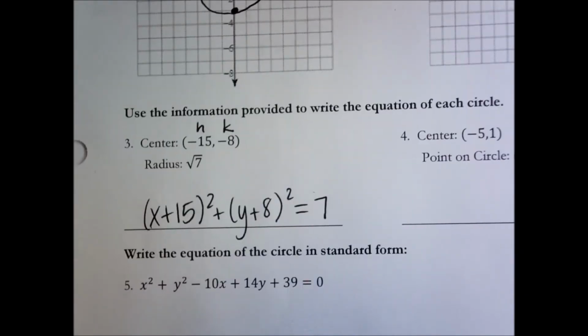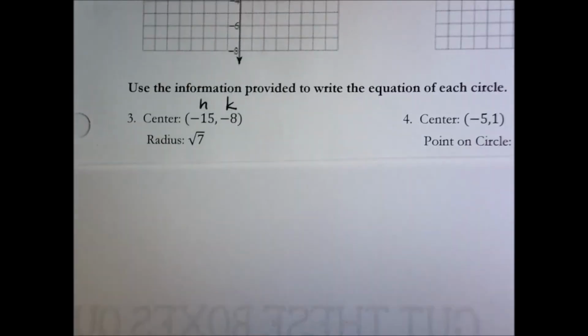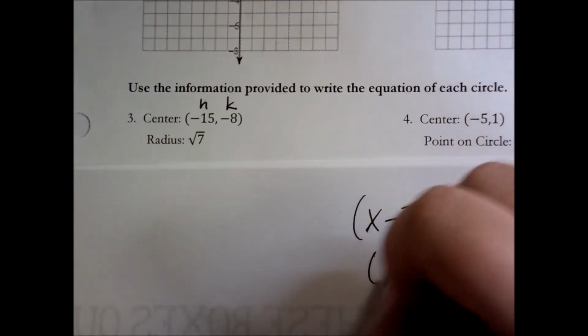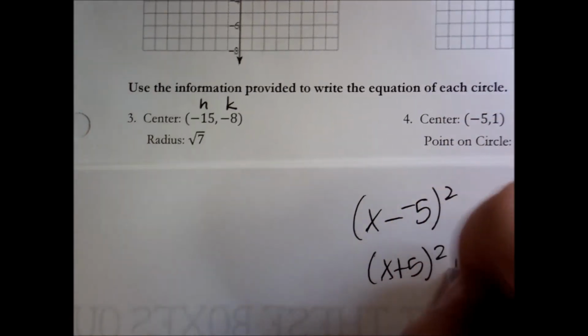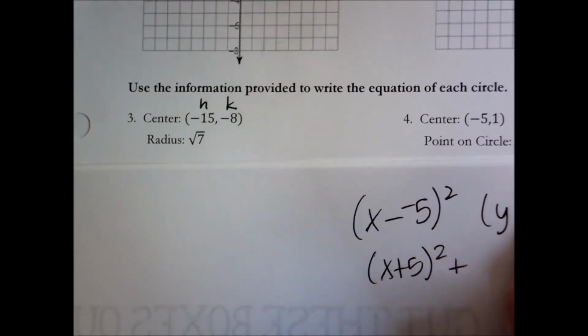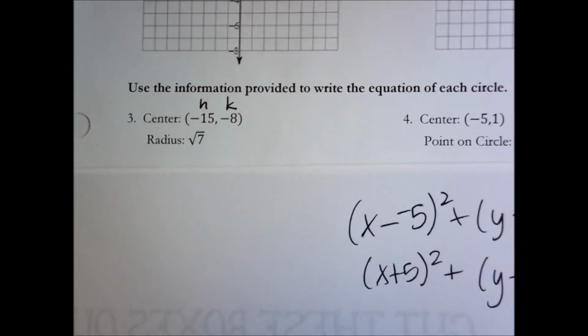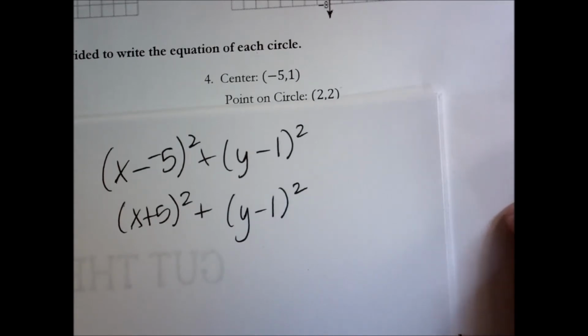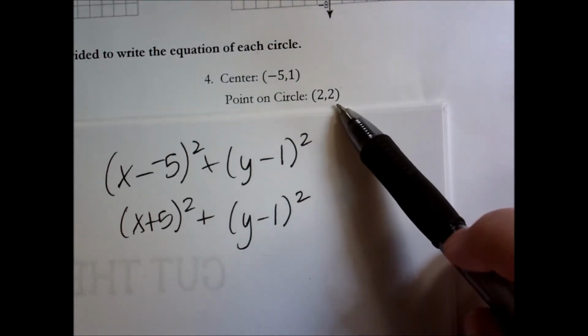Okay, number 4 works the same way. My H is -5, my K is 1. So X minus -5 is going to become X plus 5. Y minus 1 squared isn't going to change. Now the only difference on number 4 is they didn't give me the radius. There's two things you need to write the equation of the circle. You need the center and you need the radius. I don't have the radius, but I do have a point on the circle.